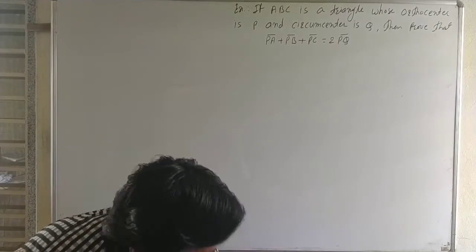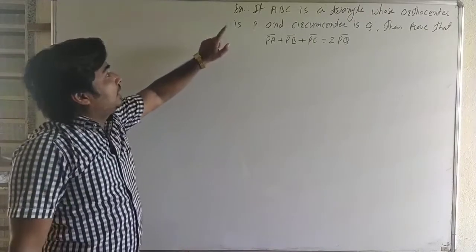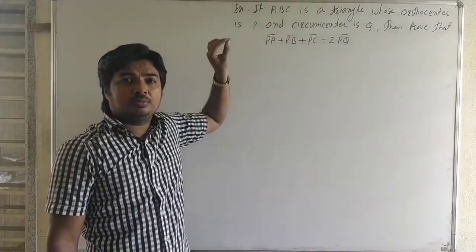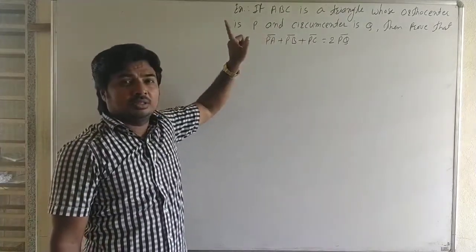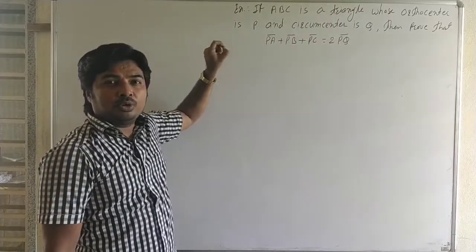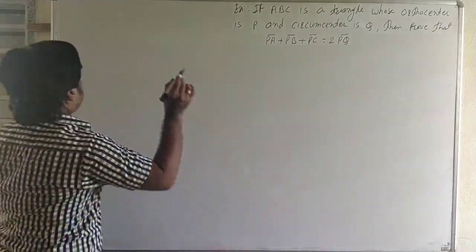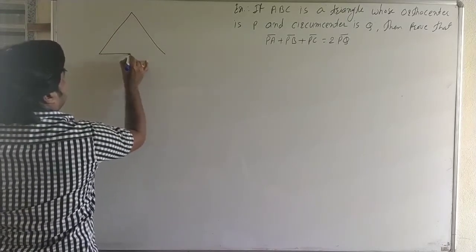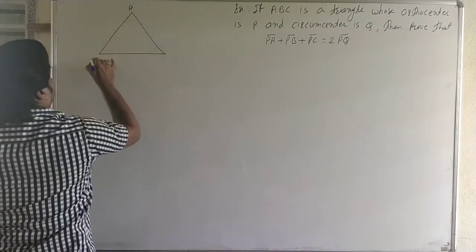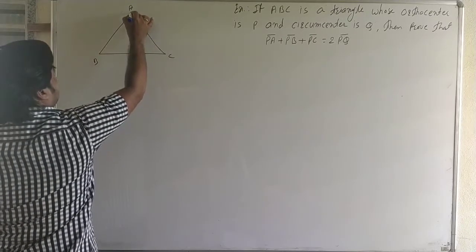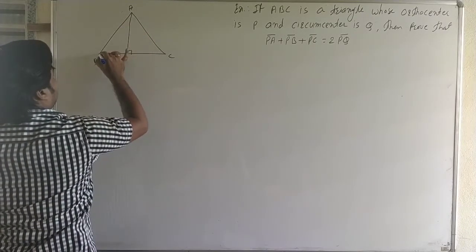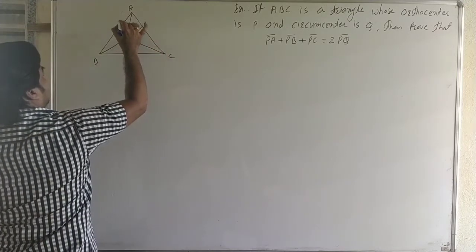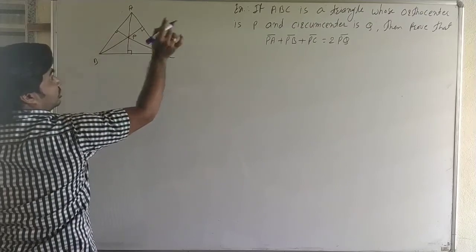Here, triangle ABC whose orthocenter is P. Orthocenter means it is the point of concurrence of altitudes of the triangle. Here A, B and C. Point of concurrence of altitudes of the triangle, that is the height of the triangle. Okay, it is called the orthocenter. Here the notation is P.